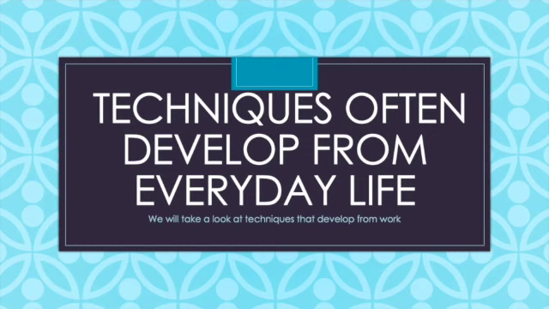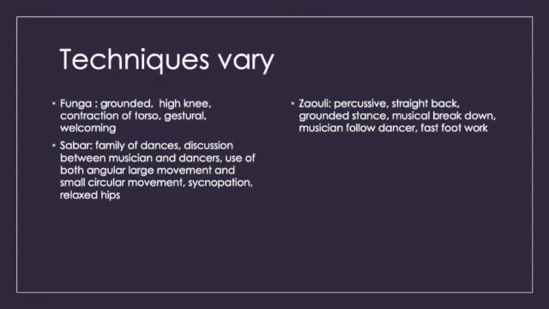Techniques often develop from everyday life. We'll take a look at this going back to my experience of West African dance. And I'm leaning into this because your next TAT, your takeaway ticket number 7, has to deal with this. So if we're looking at West African dance forms, here's a couple of examples. Fanga, also spelled Fanga. When we look at that form, it's grounded. It has high knees, contractions of the torso, and gestural movements. It has a purpose of welcoming. It's performed by the Vai people in Liberia.